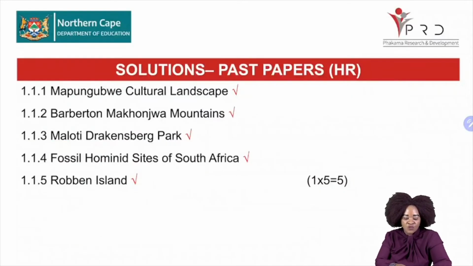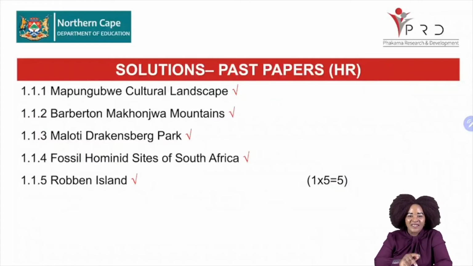Now, let us go to the solutions. Remember, the question for 1.1, you were required to give the name of the World Heritage Site that is associated with the golden rhino. So you've seen throughout, since you started beginning of the year doing this World Heritage Site, you have noticed that there is always this picture of a golden rhino.